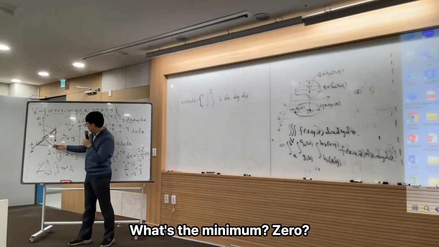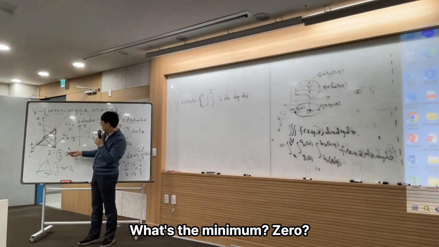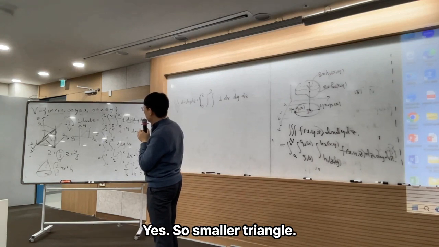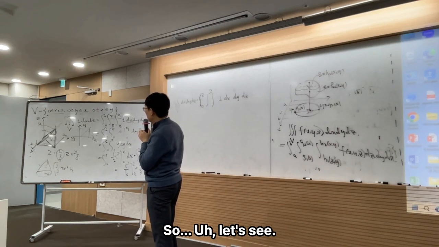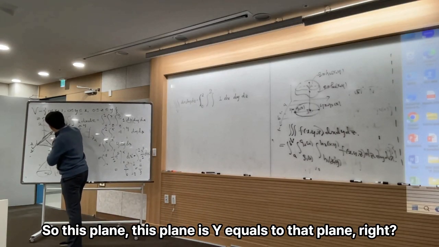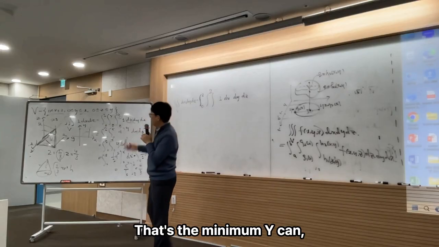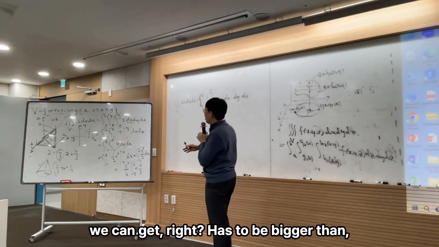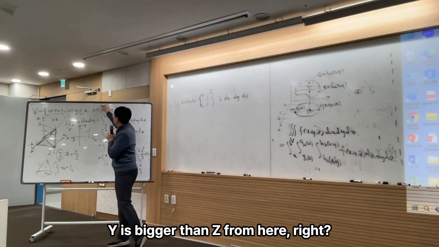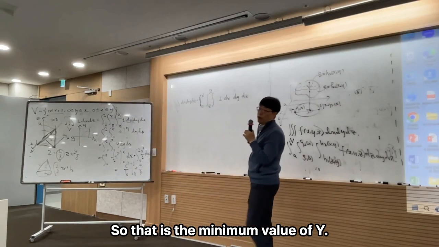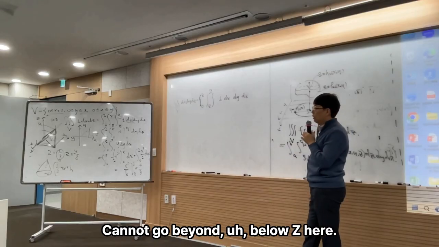What's the minimum? In the case of the smaller triangle, yes, the smaller triangle. So this plane is the y equals z plane, right? That's the minimum y you can get. y has to be bigger than z from here, right? So z is the minimum value of y. It cannot go below z here.